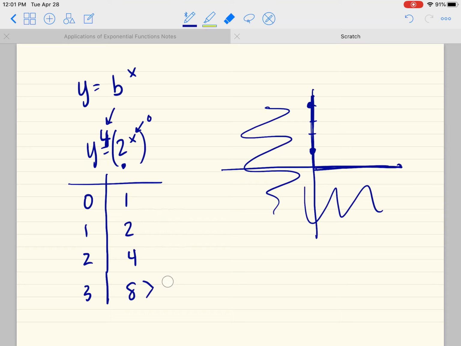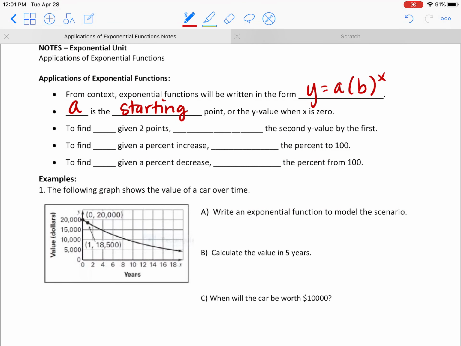And then b, we can talk about it two different ways. We can call it the growth factor or the decay factor. So what are we multiplying by to get from one number to the next? Now, let me go back to my scratch for a second. If I couldn't tell that 1 times 2 is 2 or 2 times 2 is 4, I could work backwards. I could take this y value and divide it, and 4 divided by 2 would tell me that factor was 2, just like we did with the geometric sequences, remember?